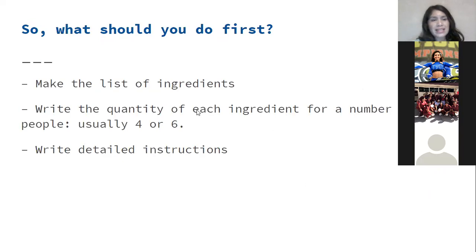So it says, make the list of ingredients. Write the quantity of each ingredient for the number of people, usually for 6. That's something you have to write on it, right? And write detailed instructions. You have to explain exactly what the person is going to do with the list of ingredients. And you have to specify, for example, half or a cup, or 2/3 of a cup, or 2 spoons, things like that, right? We're gonna see more about this.